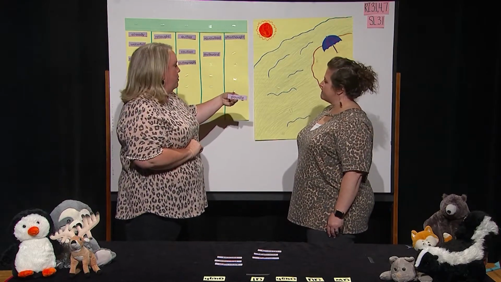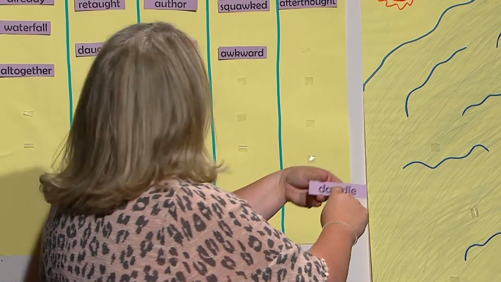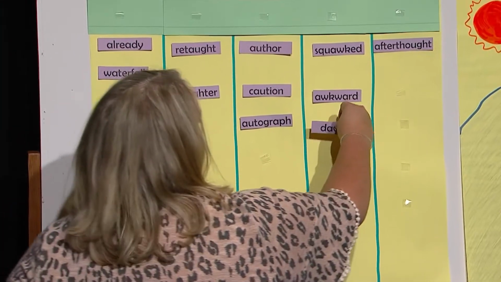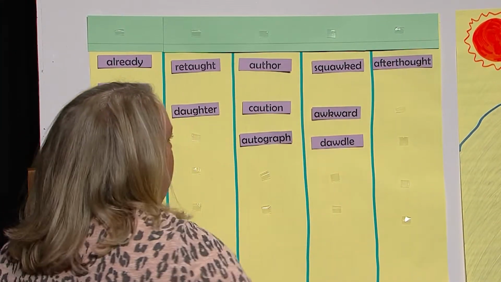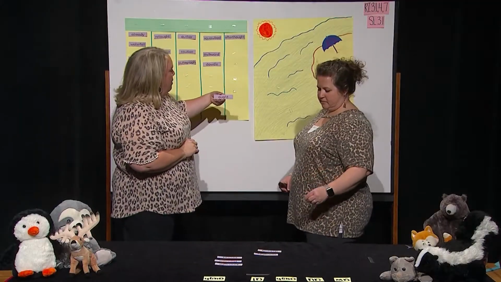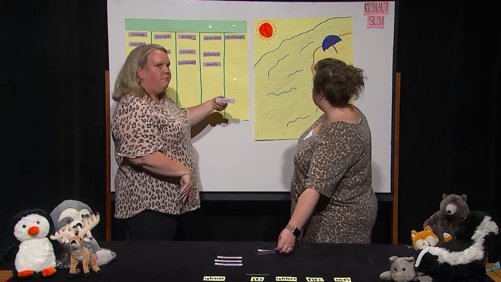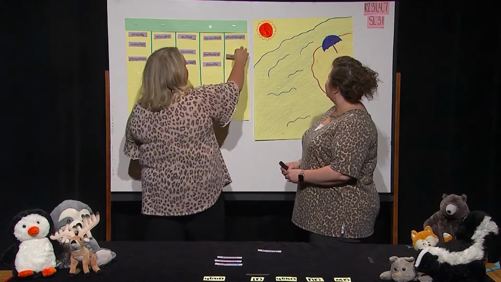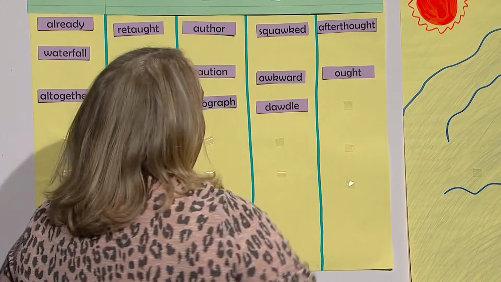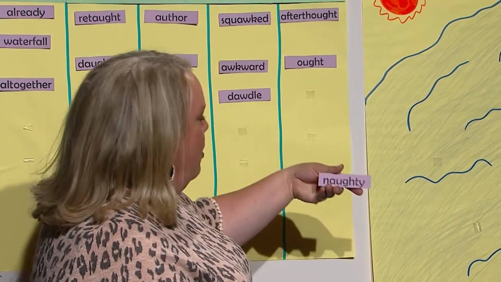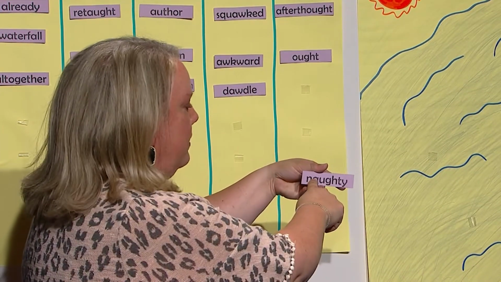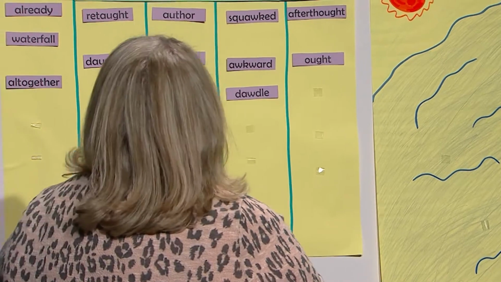Dawdle. There's that AW. Excellent. We already have a category for that one. Perfect. Look at there, default. We already looked at that. So easy. OUGH. We've got this. Naughty. I see it, Miss Amanda. I see it.